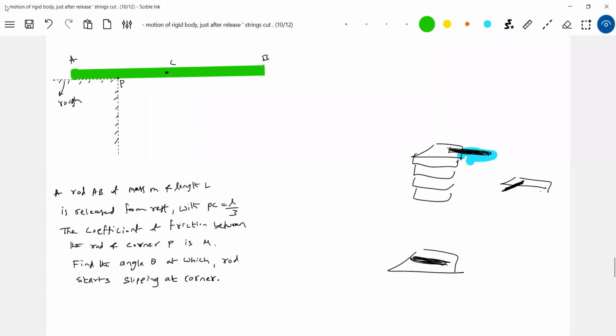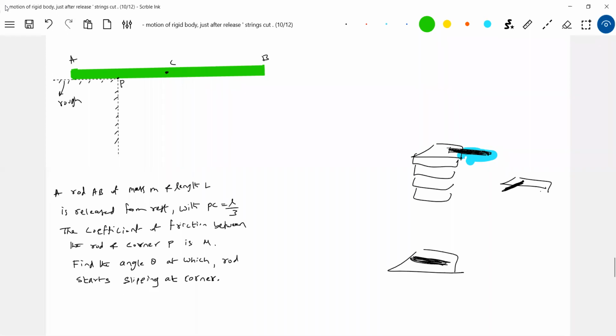What will happen to the rod? What type of motion will the rod describe? Will it slip and then tip, or will it tip and then slip? What do you mean by tip? Rotating. Will it swing about point P and then slip about point P, or will it first slip and then swing? You should make an observation.